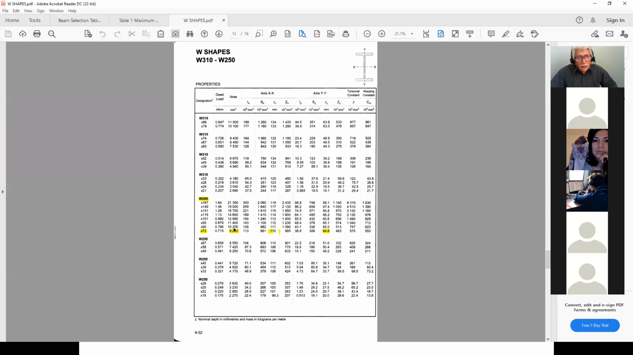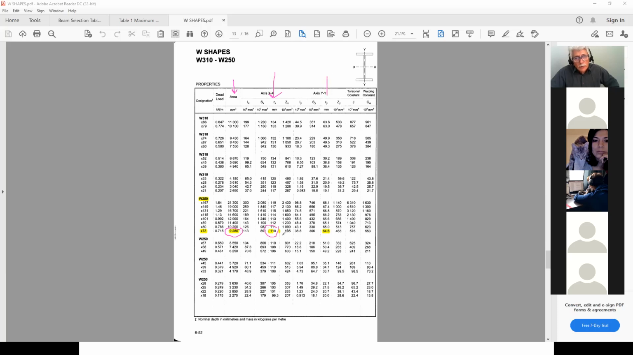Okay, so if I go back a page, so this, of course, for columns, I need the areas of all the shapes. Therefore, there's the area right there. I need that to calculate the resistance of the column. And this is where I get the Rx value, and I get the Ry value.